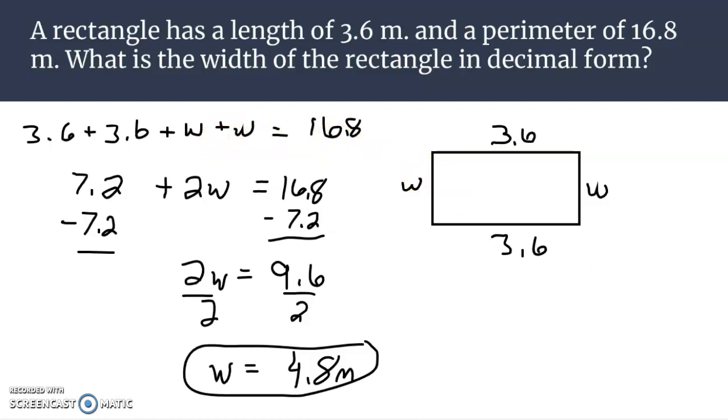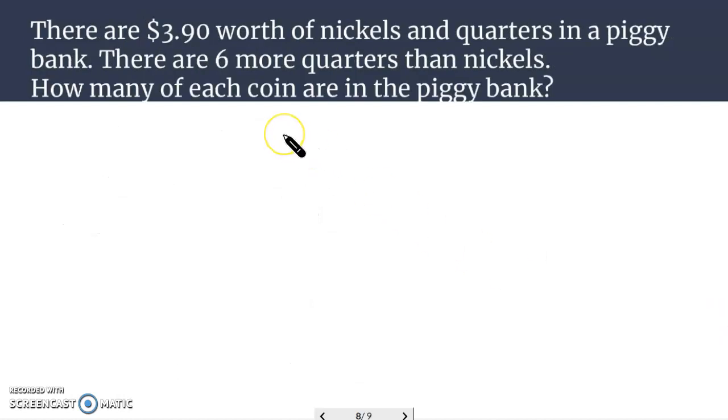Alright, another story problem coming at you. $3.90 worth of nickels and quarters in a piggy bank. There are 6 more quarters than nickels. How many of each coin are in the piggy bank? Alright, well, let's start off with this equation. 3.9 equals the sum of nickels and quarters. Now, a nickel is worth 5 cents, we know that. 0.05 N. And quarters worth 25 cents, 0.25 Q.